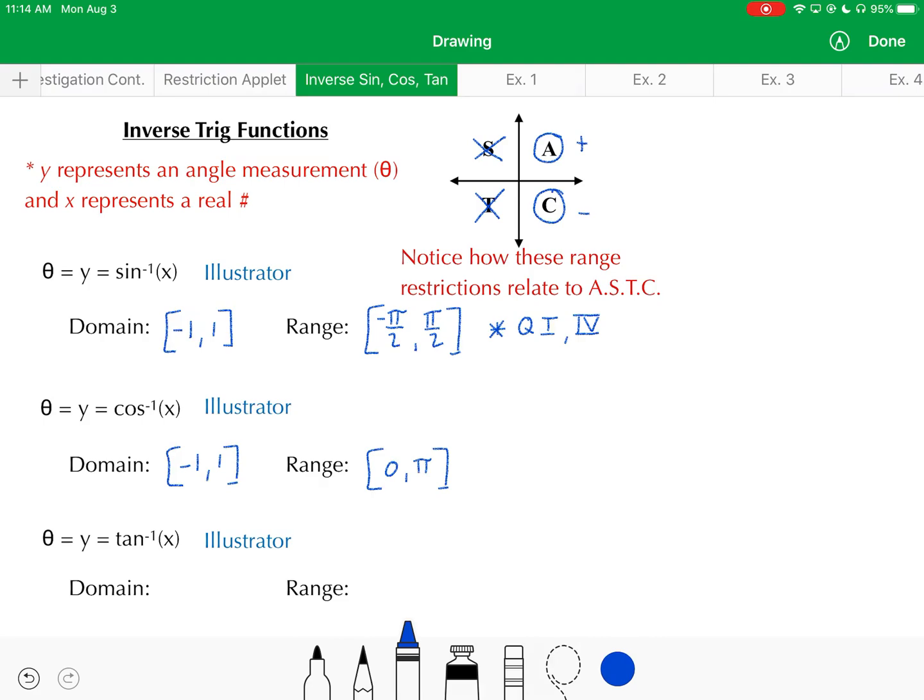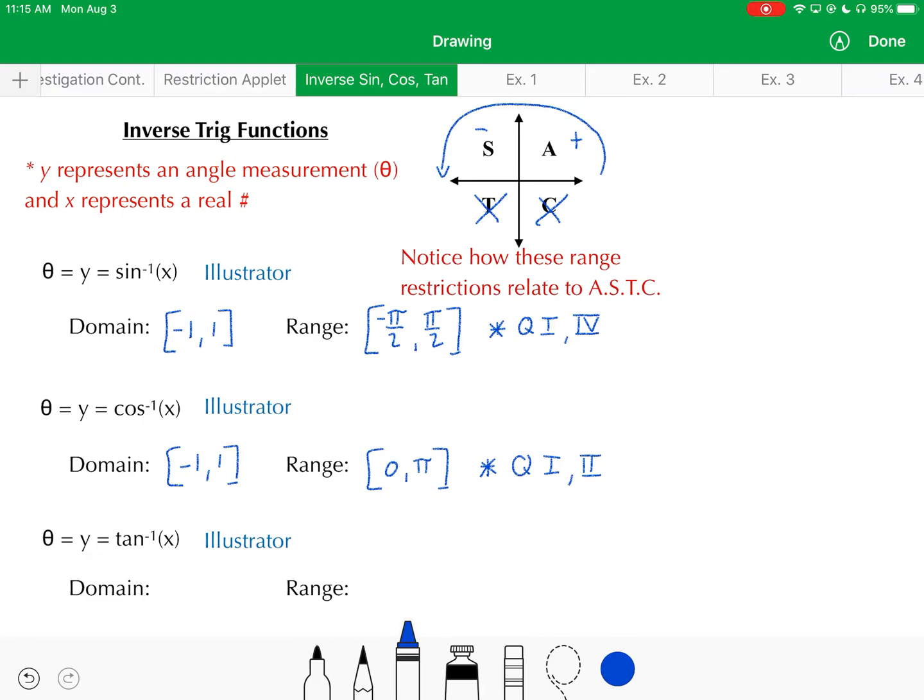Now think about that range again. 0 to pi means you could be in quadrant 1 or quadrant 2 as an angle measure, okay? So again, think about what that means in terms of All Students Take Calculus. Cosine is positive in quadrant 1, and it's negative in the very next quadrant, quadrant 2. So we're able to go from 0 to pi and make that a continuous function, okay? And then of course we rule out the third and fourth quadrants so that we're only allowed to be positive in one quadrant and negative in a second quadrant, okay?